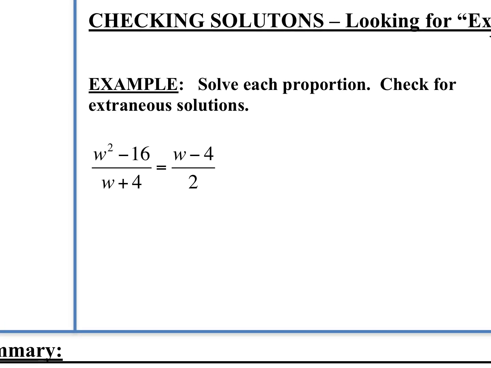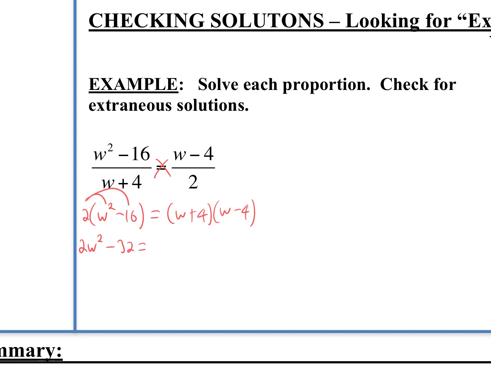We're going to solve the proportion. How do we do that? We cross multiply, right? So we have 2, and write small w for this problem, by the way, 2 times (w squared minus 16) equals (w plus 4) times (w minus 4). Now we've got to do some solving here, all right? So we're going to have to distribute. 2 times w squared is going to be 2w squared. 2 times negative 16 is going to be negative 32.